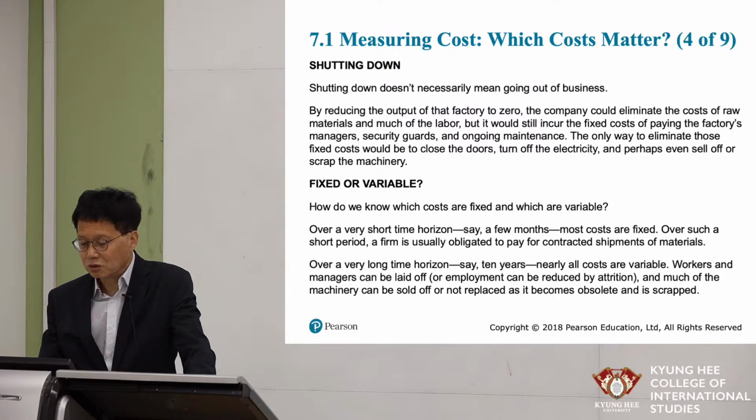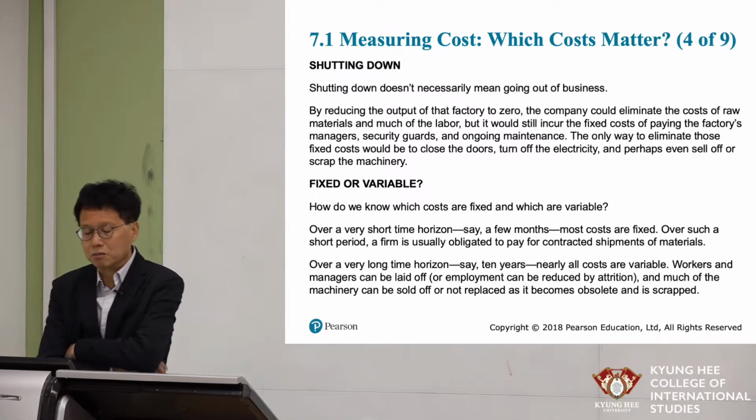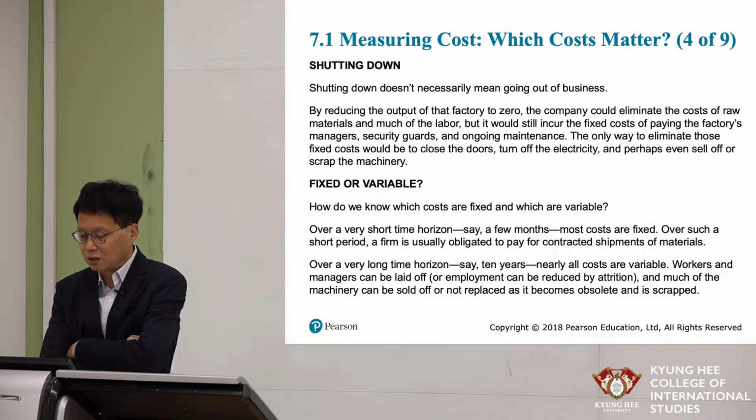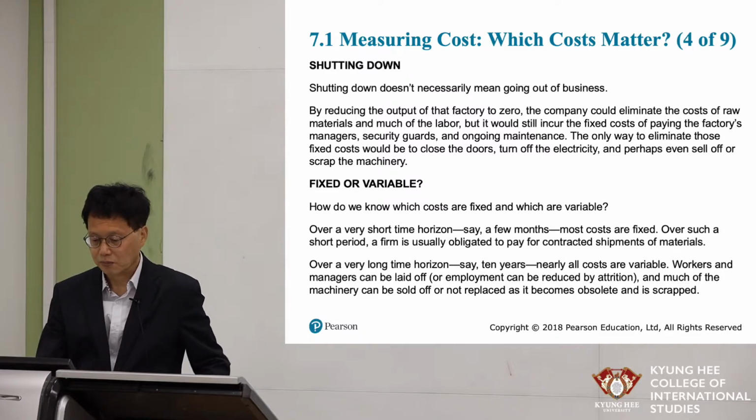Over a very long time horizon, say 10 years, nearly all costs are variable. Workers and managers can be laid off, and much of the machinery can be sold off or not replaced as it becomes obsolete and is scrapped. Okay, so the time horizon matters. In the very short run, everything is a fixed cost, but in the very long run, everything is a variable cost.